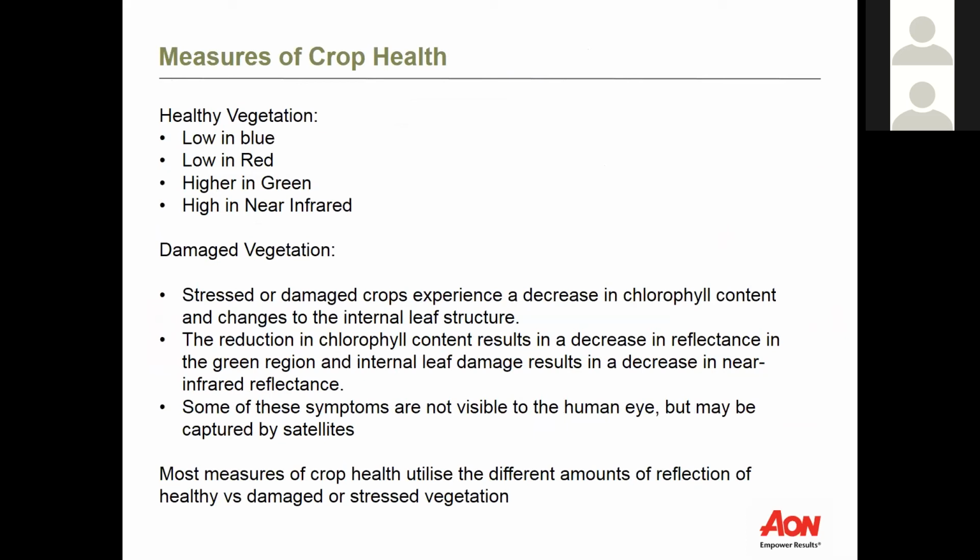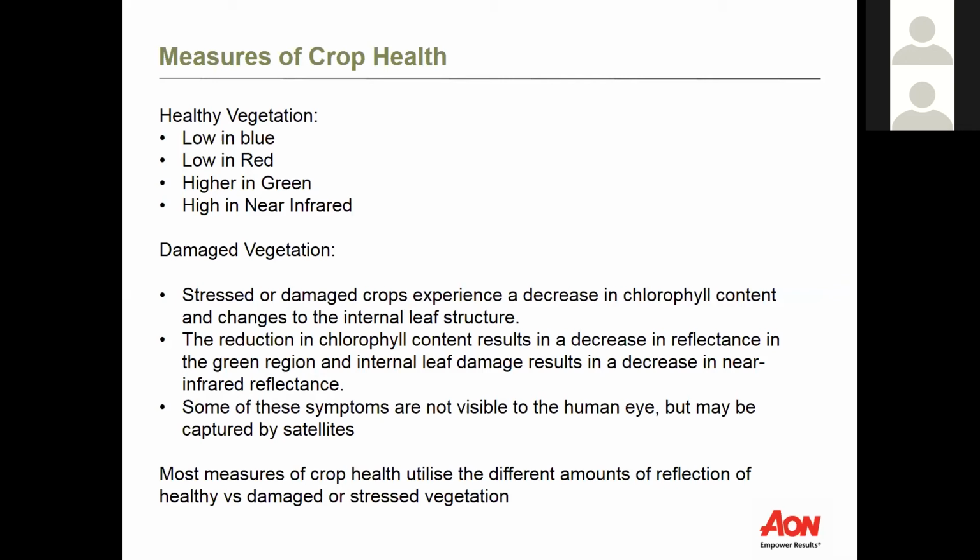Generally, measurements of crop health are used with the optical satellites, but we can use radar, but I'll just talk about the optical stuff. Basically, healthy vegetation reflects light differently than damaged vegetation. Healthy vegetation generally has low reflection in the blue and the red spectrum, but higher in the green and the near infrared. And if your vegetation is damaged, that affects the chlorophyll content of the leaves, and that reduces the amount of reflectance in the green region.